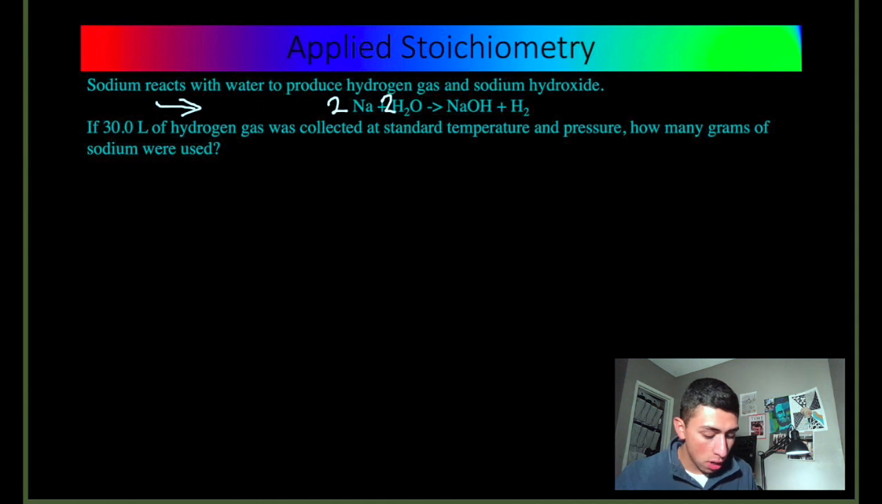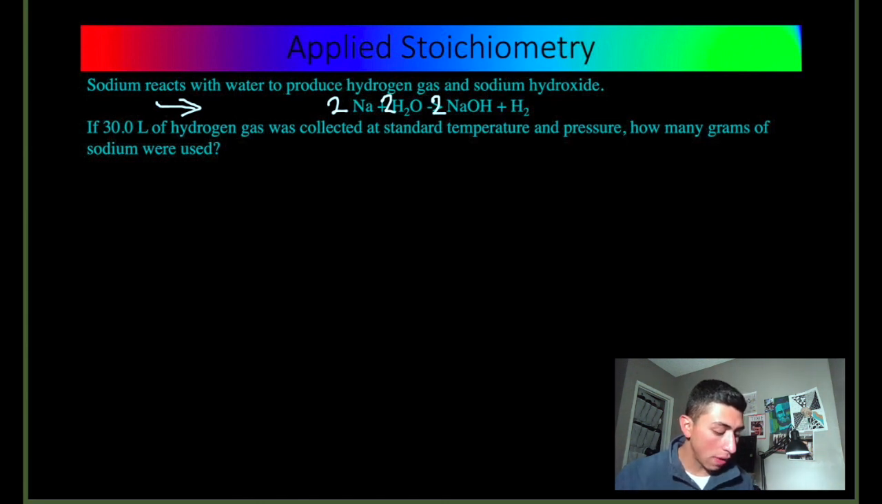You should practice and pause the video and balance it on your own, but you should be getting a coefficient of 2 in front of sodium, a coefficient of 2 in front of the H2O, and a coefficient of 2 in front of the sodium hydroxide, right? And really just no coefficient in front of the hydrogen. Now let's go ahead and read the rest of the problem.